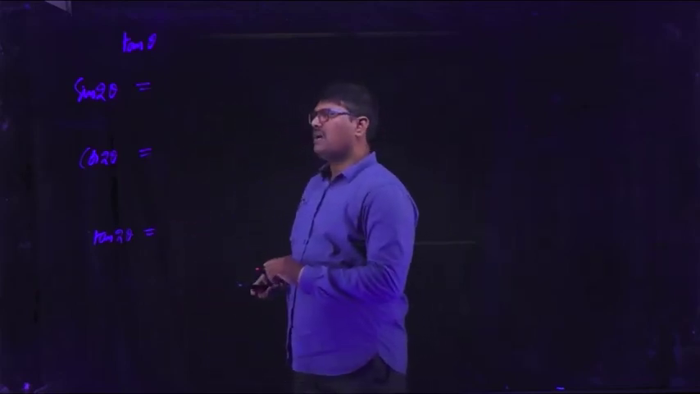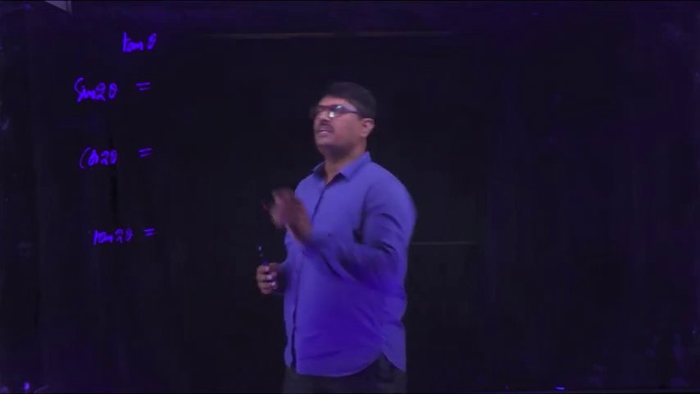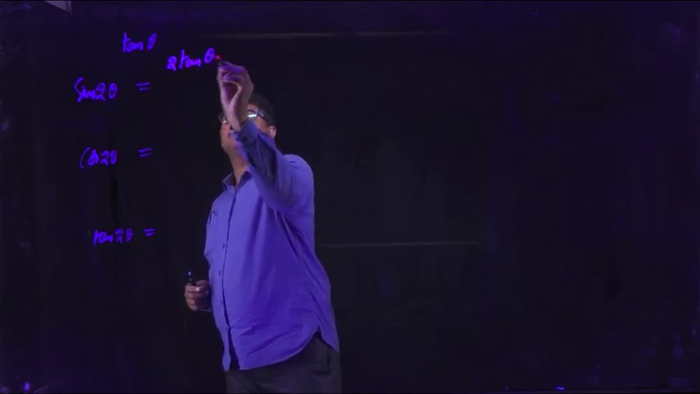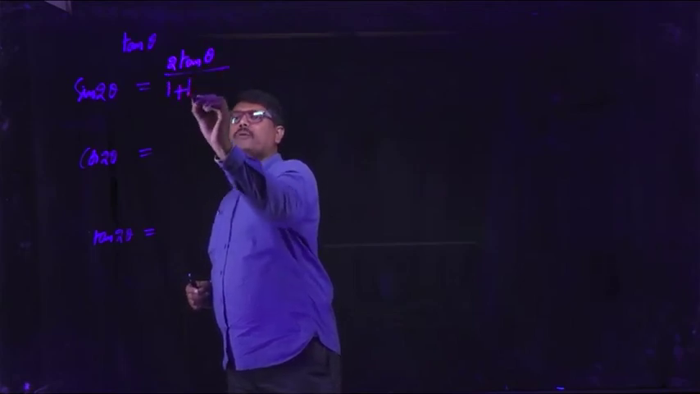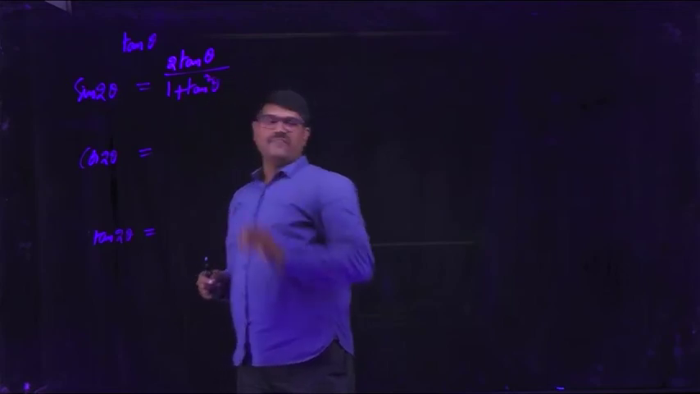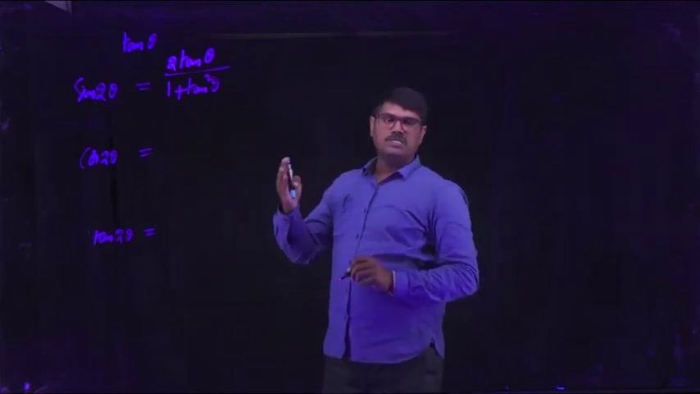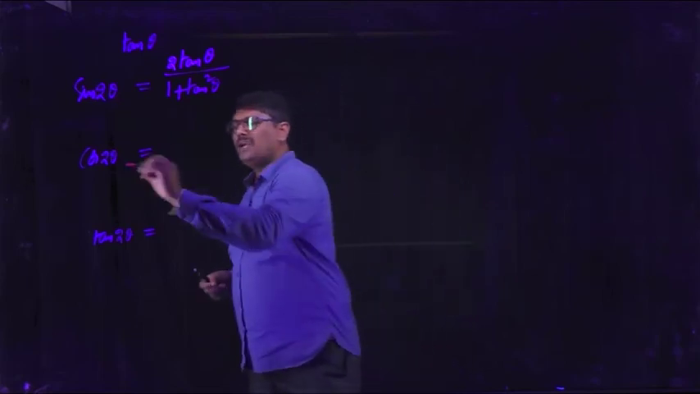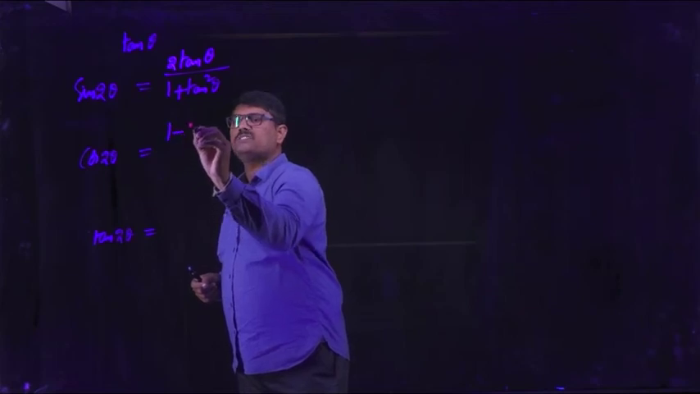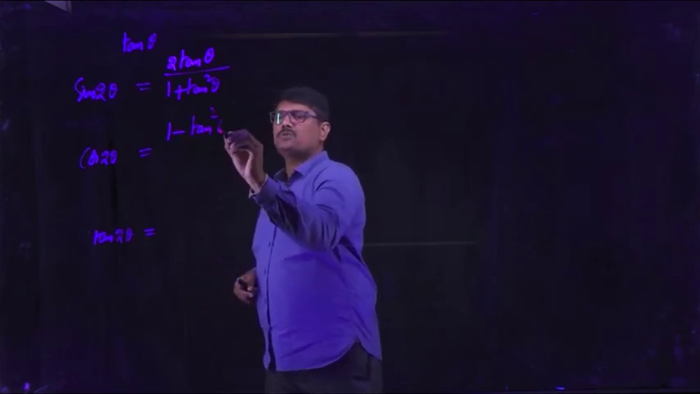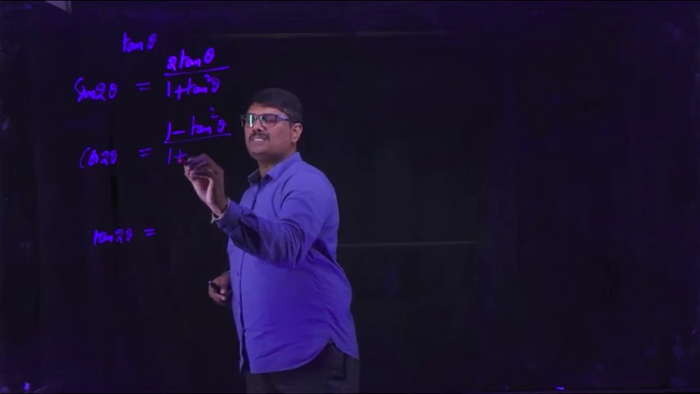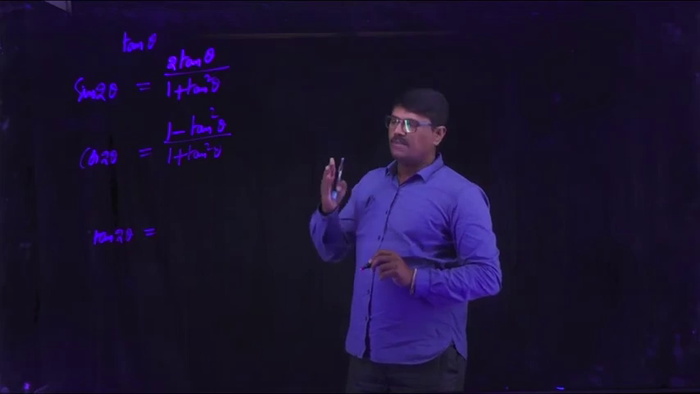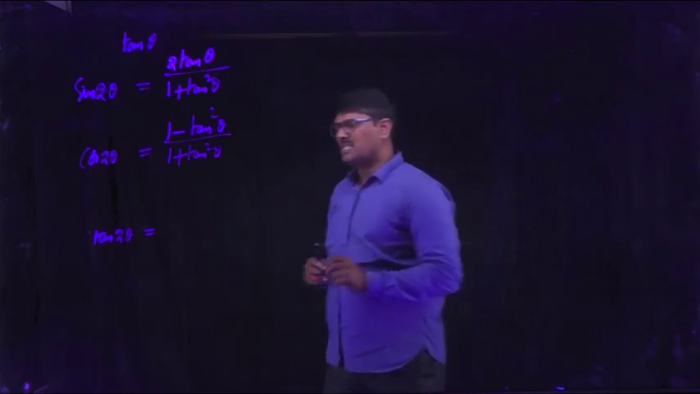Now what is the formula of sin 2 theta in terms of tan theta? It is 2 tan theta by 1 plus tan square theta. And now the formula for cos 2 theta in terms of tan theta is 1 minus tan square theta by 1 plus tan square theta.